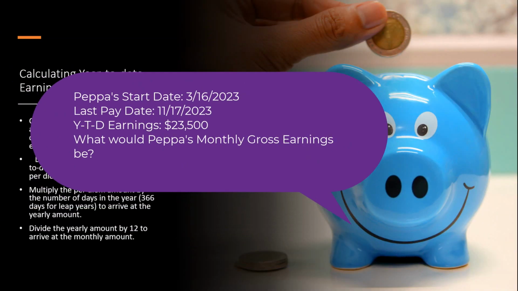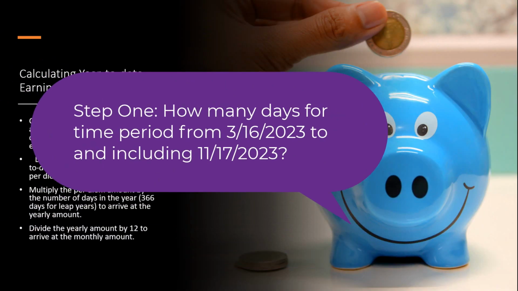Peppa started working at a local barbecue restaurant on March 16, 2023, and her last pay period ended on November 17, 2023 with a year-to-date earnings of $23,500. What would Peppa's monthly earnings be? Step 1. How many days for the time period beginning March 16, 2023, and ending November 17, 2023?